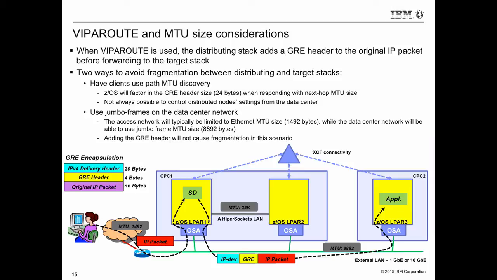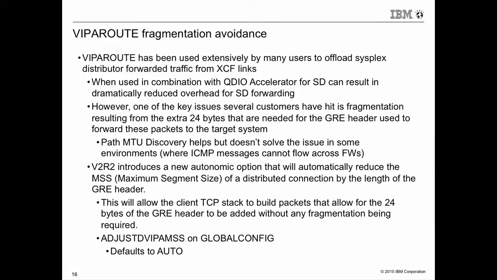The lower set of bullets here talk about the fact that if you're coming in to the Sysplex distributor over standard Ethernet, but then you go jumbo frames to the back end, it's probably not a problem because you're coming in on a 1500 byte MTU and now you've got this huge MTU on the back end, so the fragmentation possibility is not going to exist. So you're good there. But we wanted to make an improvement to this, and so we have an item in 2.2 called fragmentation avoidance for VIPAROUTE, which basically says that now we're going to give you a way to adjust the maximum segment size to account for that potential GRE header that might be there.